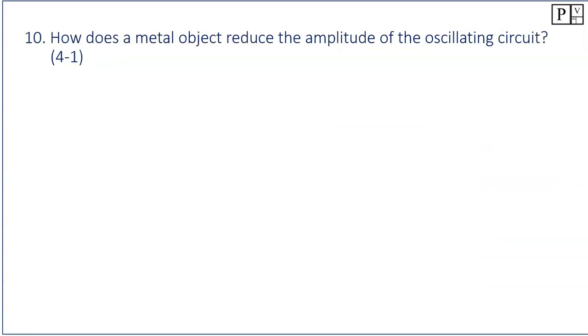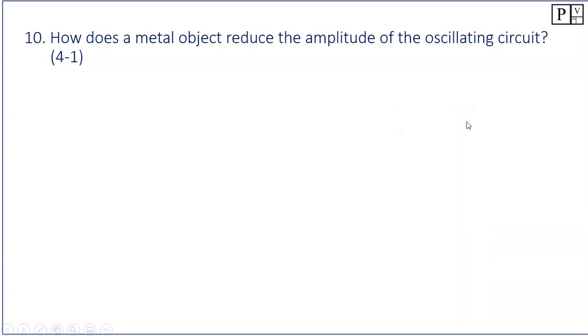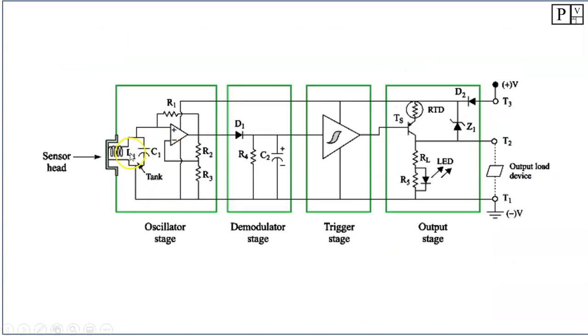How does a metal object reduce the amplitude of the oscillating circuit? So what happens is that as the piece of metal gets closer to the front face of the sensor, it stops the oscillator circuit. The oscillator circuit, if we go back, is this guy right here, the tank circuit, where it oscillates back and forth between these guys thousands of times a second, creating a magnetic field on the front face that goes out thousands of times a second.